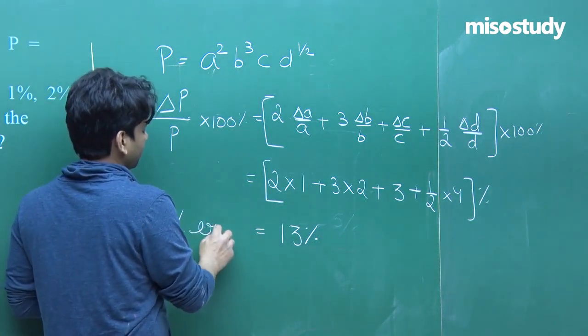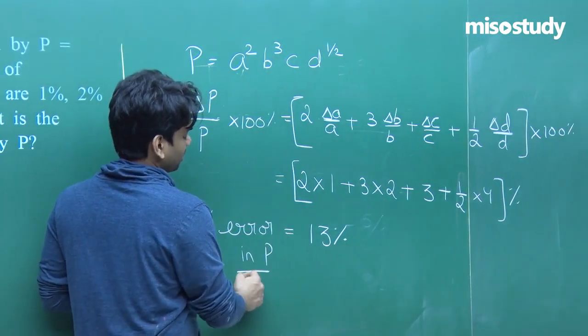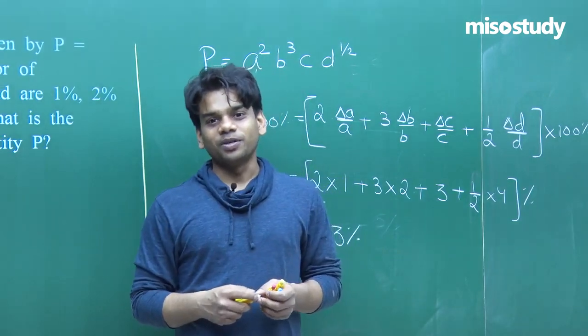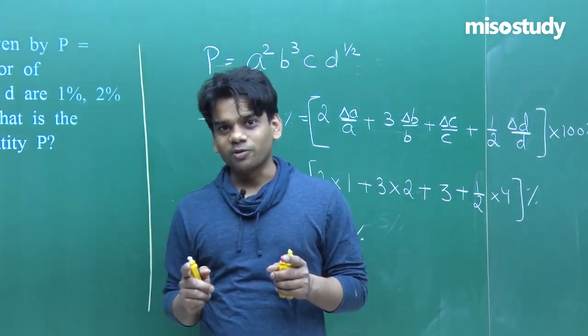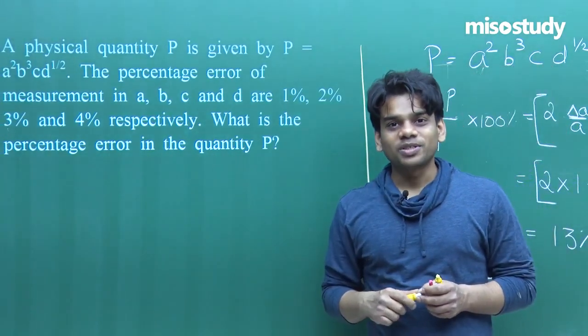So the percentage error in P is 13%, and this is the method that we have to use while calculating the percentage error in P. I hope that you've understood how we have used it. We should know how to break the formula in terms of its percentage error.